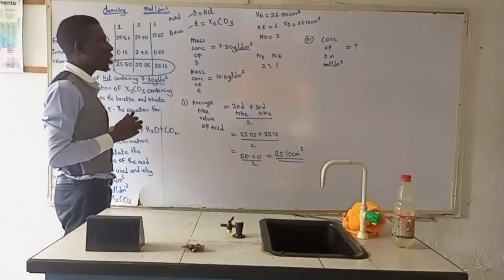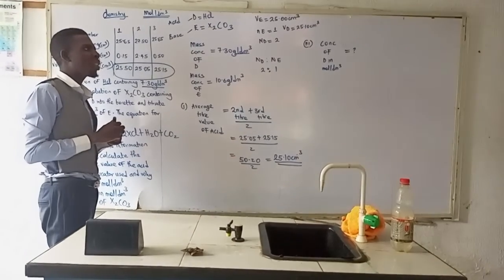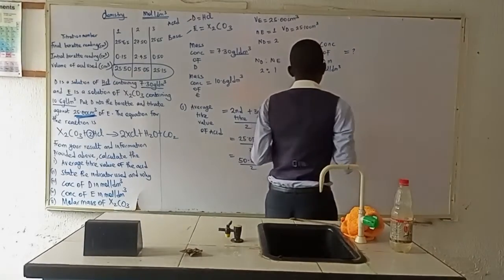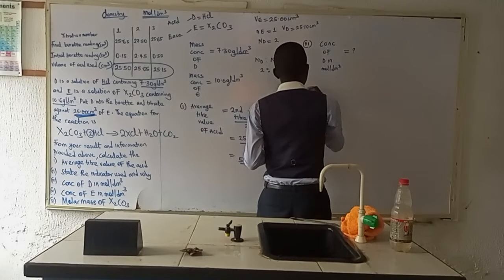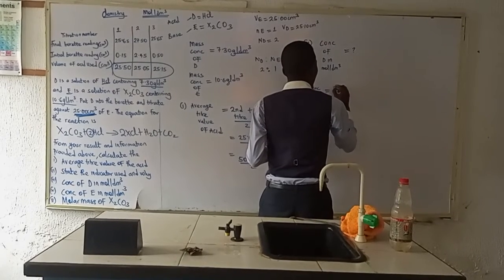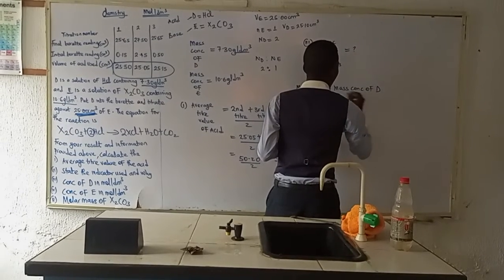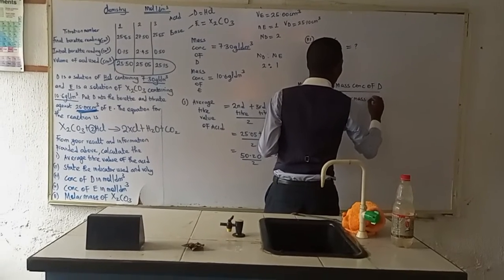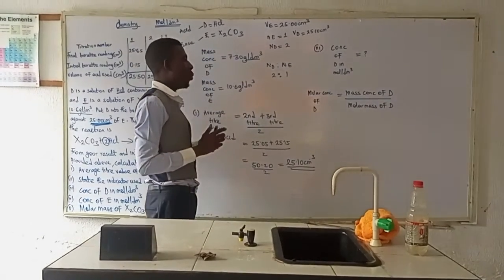Since they ask us to look for the concentration of D in mole per dm cube, the molar concentration of D will be the mass concentration of D over the molar mass of D. They ask us to look for the molar concentration of D in mole per dm cube.